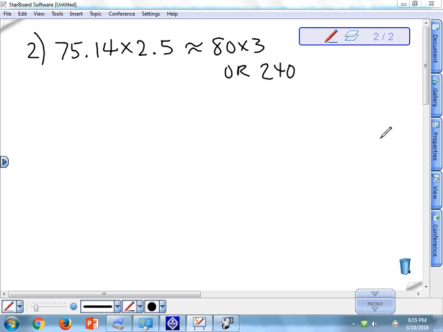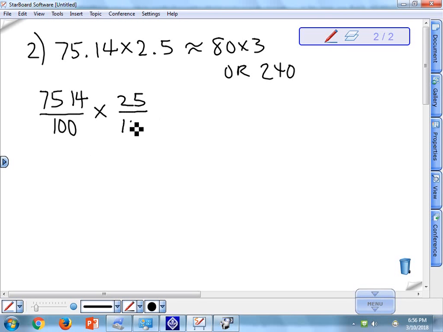So let's go ahead and take the two numbers now and rewrite them in decimal fraction form. So this is 7,514 hundredths, and 2 and 5/10ths becomes 25 tenths. And that means that my denominator is going to be 100 times 10, which is 1,000. Now the numerator is a different matter. We have to multiply those whole numbers together, and I'm going to use the method we learned with whole numbers, which is the area model.